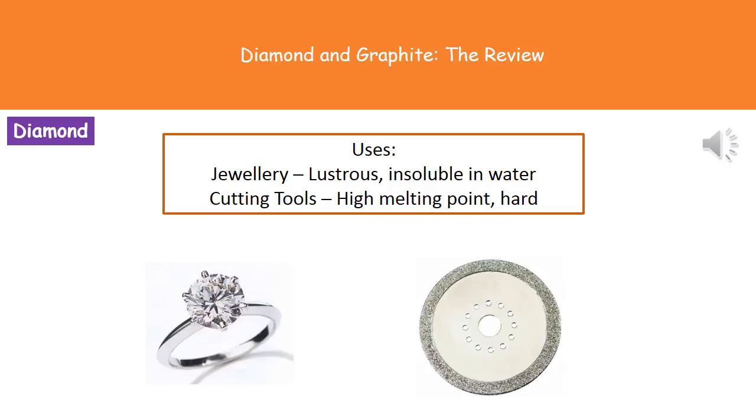The second use then is in cutting tools, and the 2 key properties we need to remember there is that it's got a high melting point and it's hard. Basically that diamond ends up on the end of drill tips and the edge of cutting blades, so it's got to be hard so it doesn't just break, and it needs that high melting point because the amount of friction we generate as things are being cut or drilled is very high and we don't want it just to melt away.